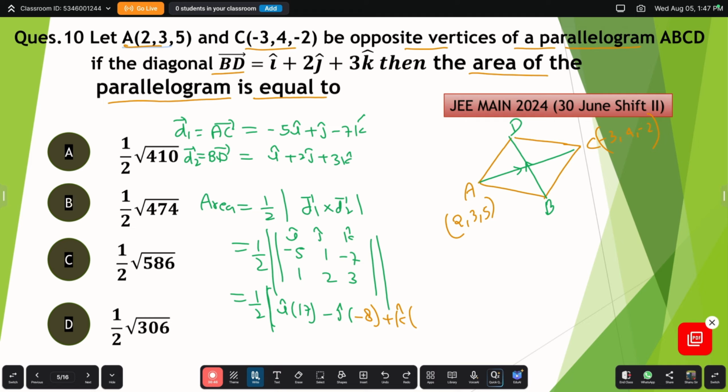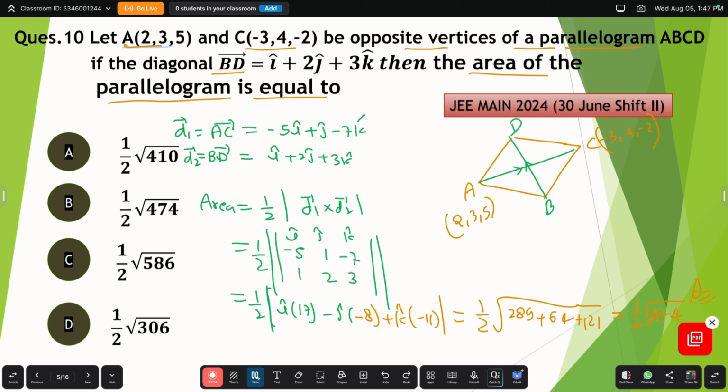Plus minus 10, minus 11k. Okay, break it. Mod: 1 upon 2 mod, 17 square is 289, 8 square is 64 because minus minus is plus, and 11 square is 121. Solve 1 upon 2 here. 4, 1, 5, 5 and 9. How much? 4, 7, 4. 7, 4, 7, 4 is the correct answer.